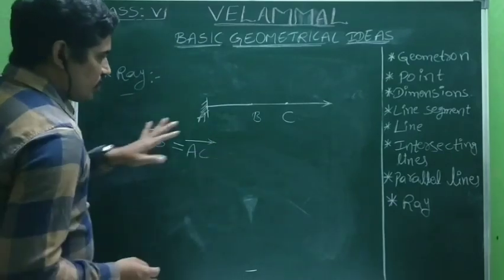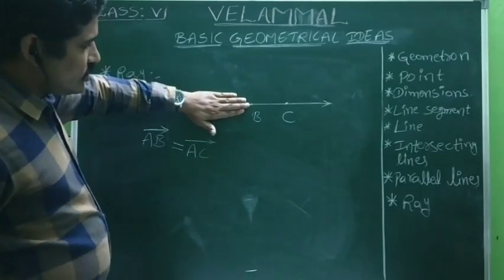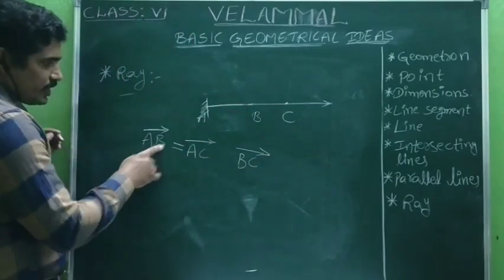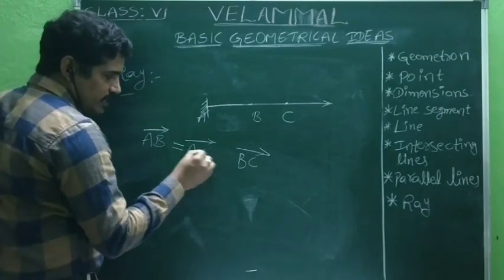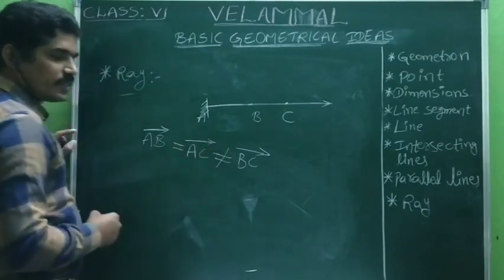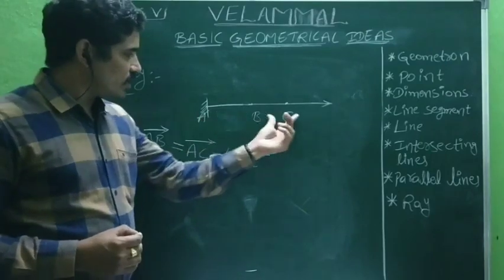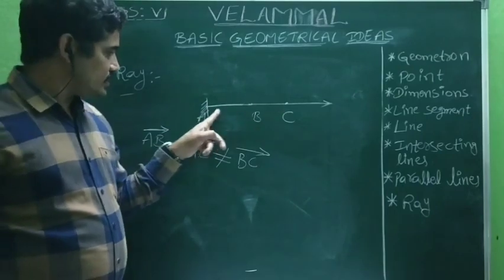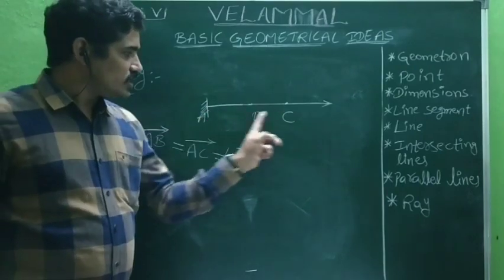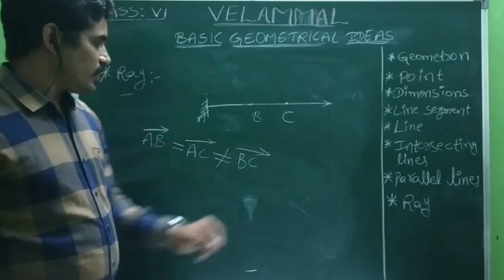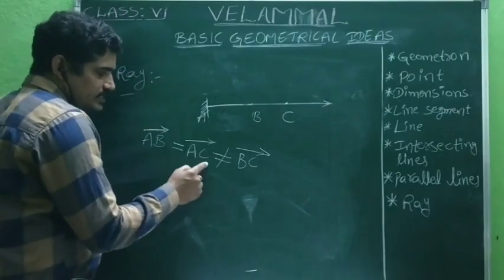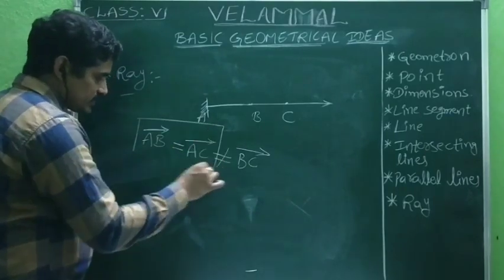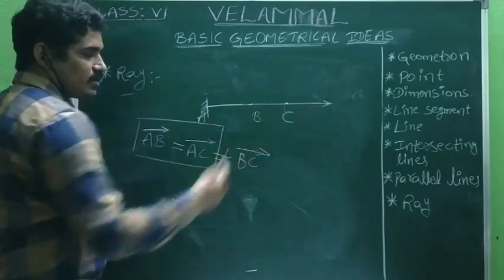We can observe one more ray, the BC ray. Ray AB is equal to ray AC, but ray AC is not equal to ray BC. Why? For AB and AC there is a common fixed point, A. That means the starting point of the ray is A, and it is extended towards B or towards C in the infinite direction. So AB and AC have the same starting point and same direction, so these two are called equal rays, and BC is another ray.